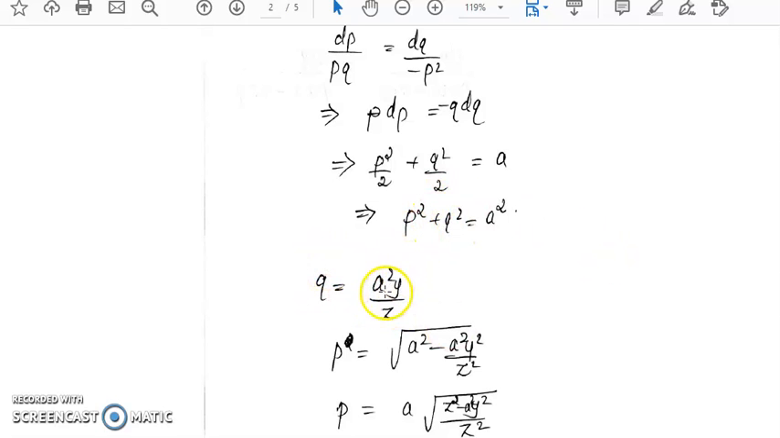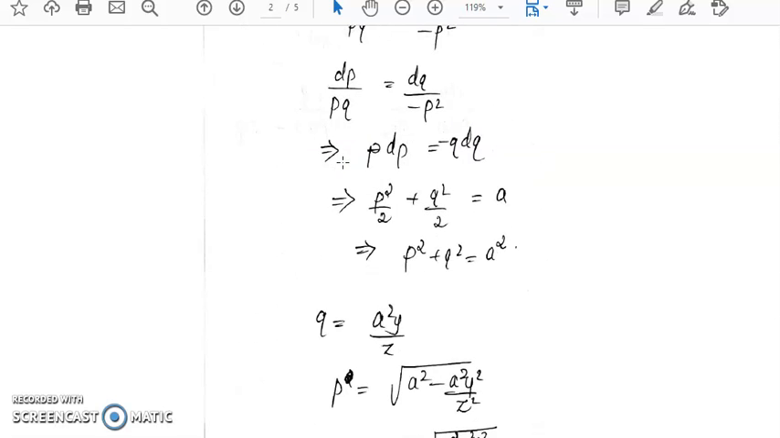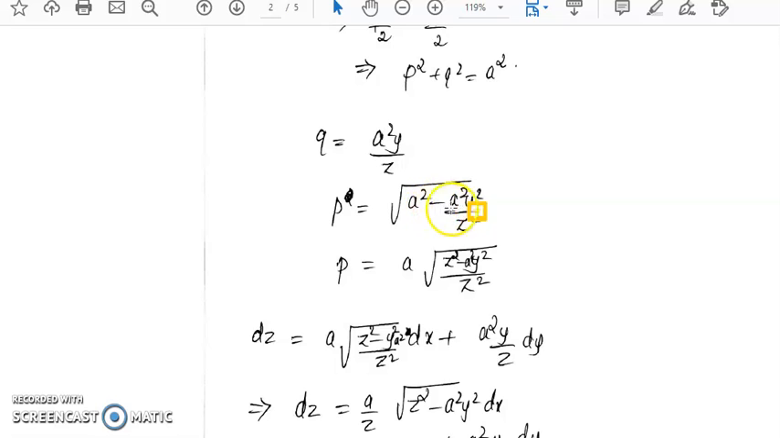So p square plus q square equal to a square. So q will be a square y by z. So you have obtained q equal to a square y by z square. Now using this equation, substitute q. So p will be equal to root of a square minus, so this is a raised to 4 q square, that is a raised to 4 y square by z square.